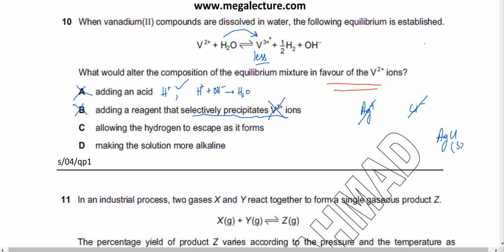Allowing the hydrogen to escape: if you allow the hydrogen to escape, that means there's less H2. The equilibrium would try to make more H2. So again, we don't want that to happen. Making the solution more alkaline: if you increase OH- ions, the equilibrium would try to decrease OH- ions. That's the right one. It's going to convert the OH- ions back, so V2+ ions would be formed. So option D would be the correct option in this case.